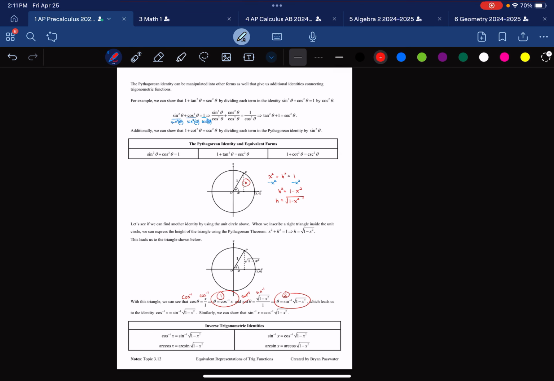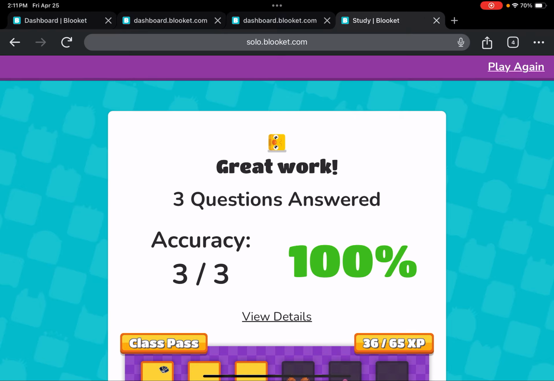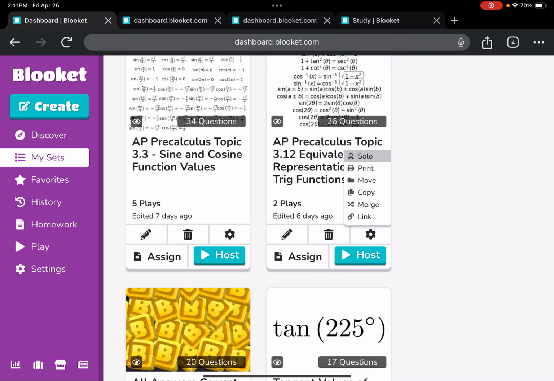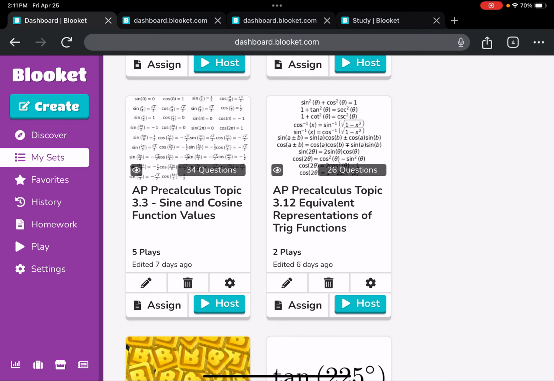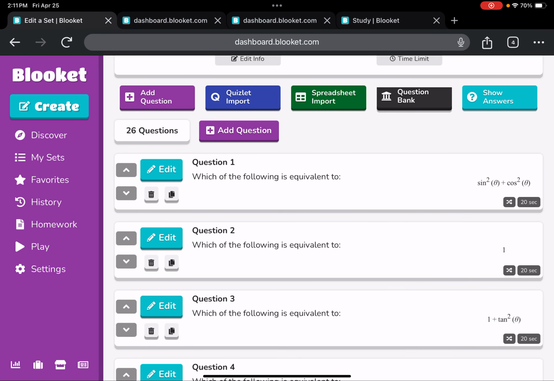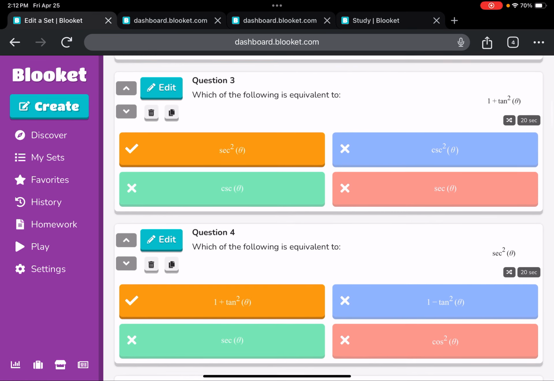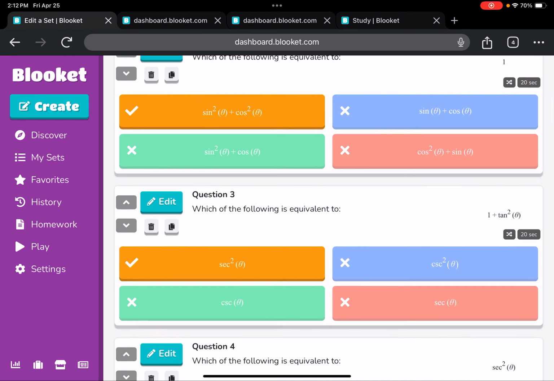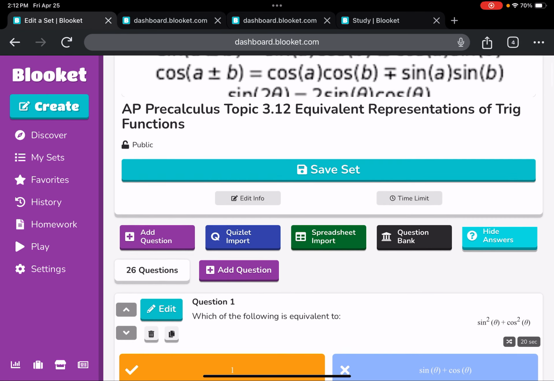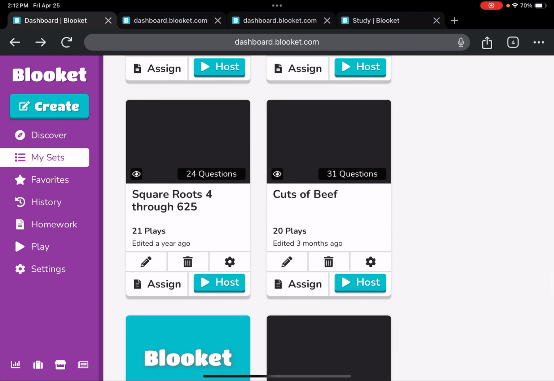Let's check out all the different pages that we had and finally talk about how I would study for this. Over here, I have a topic 3.12 blue kit for equivalent representations. If I edit it, you can see all the different questions and the answers. It has all the formulas from this lesson that you're supposed to have memorized, both the left side and the right side, with what I think are the common mistakes. To play it, I scroll down to the bottom where I just made this.